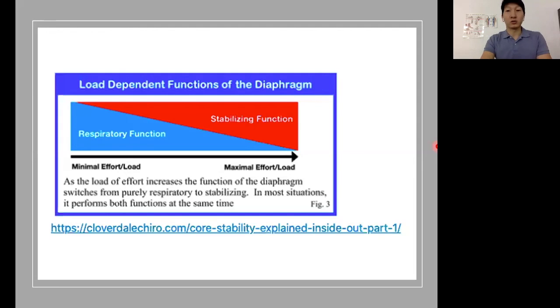To be able to do so, we need to establish the ideal coordination among the deep core musculature during quiet breathing. We will go over how we can identify the altered coordination among the deep core muscles and how we can correct this during the quiet breathing.